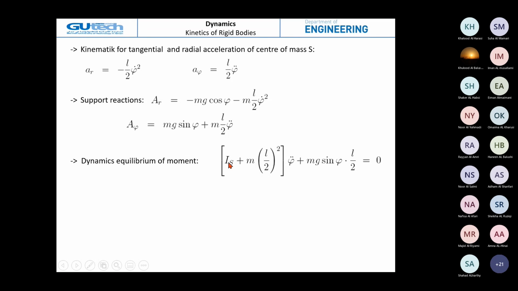This is only I_S, that means the moment of inertia at the center of mass, plus the Steiner part, and this will be I_A, the moment of inertia about the point A. And when we do it, we have here 1/3 m L squared.